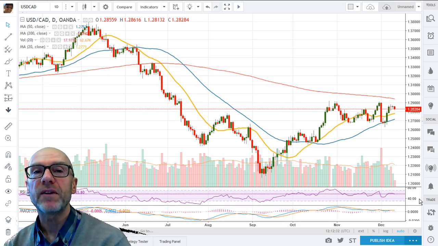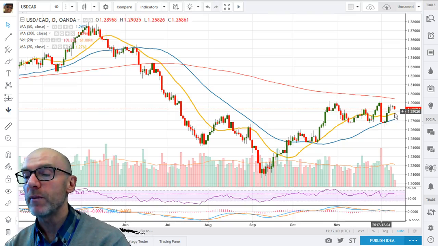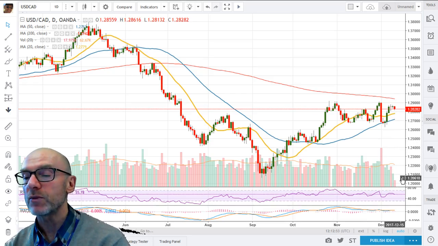RSI is at 55.8, so still above 50, but it is in a shallow downtrend, indicative that momentum is being lost. And also a concern is this decline in volume that we've seen over the last few days. No surprise that we're drifting as the volumes come off.